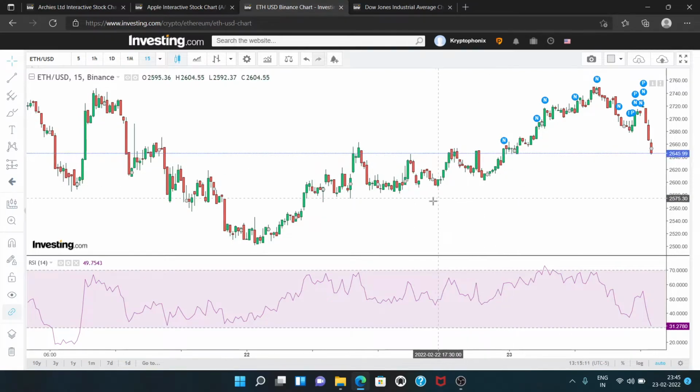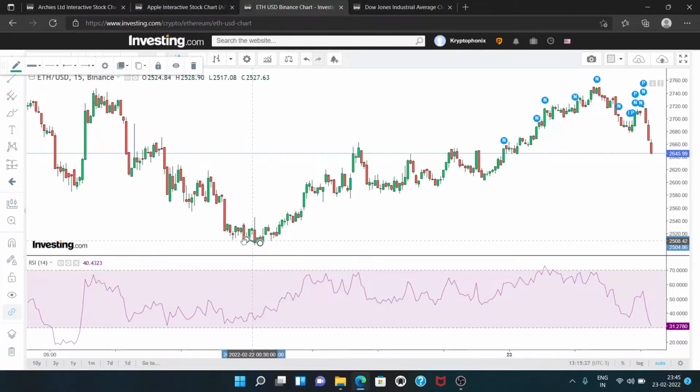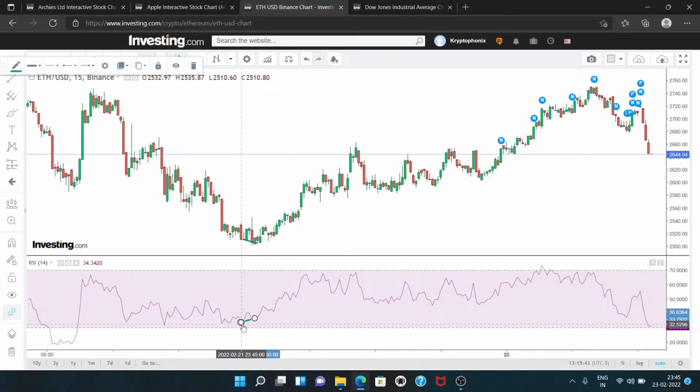Now we'll try to identify the divergence points. If we look over here, from this point to this point, the price is decreasing in this range, but the RSI in the same range is increasing. The price came down, and here the RSI is increasing. From this point to this point, RSI moved up. As a result, this being a bullish divergence, Ethereum started moving up and gave an up move.